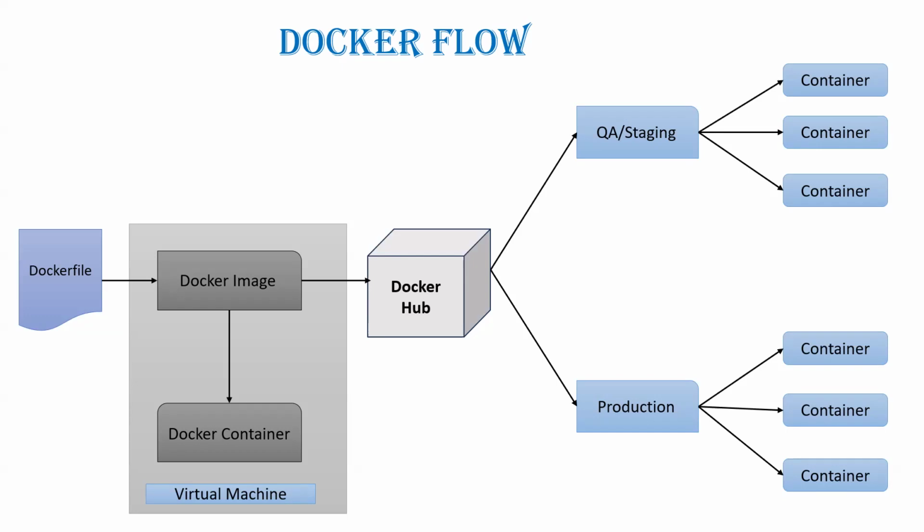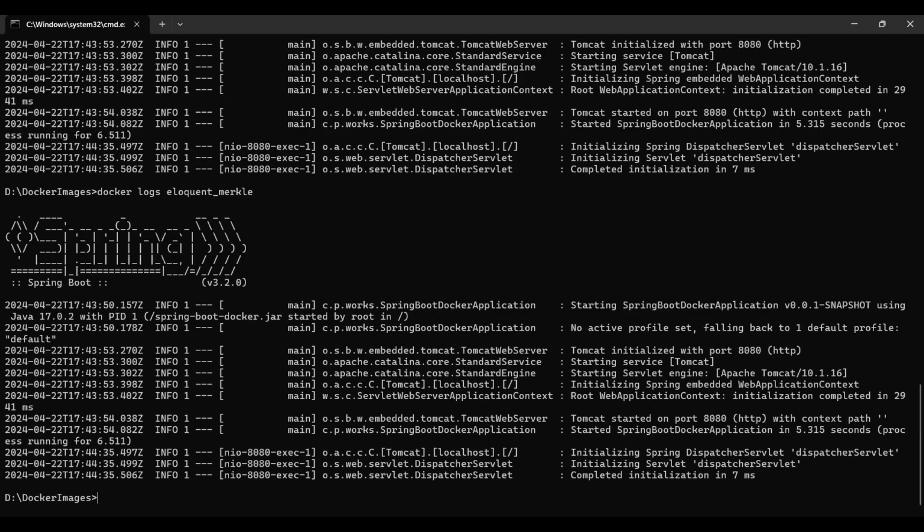We cannot just share the image in a shared folder or somewhere. So we have to publish it to a common place where we can pull all these Docker images from. That we call Docker Hub. This is Docker Hub, and it will store all these images.